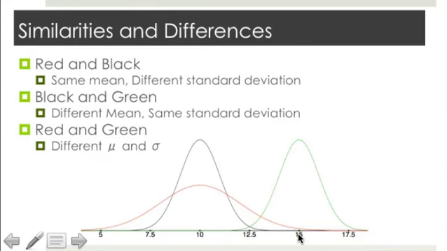And then finally, if we look at the red and the green curves, this one here that's a little shorter and this one here over to the right, we can see that not only do they have different means at 10 and 15 respectively, but they also have different standard deviations. So just again to point out, there are many normal curves and they vary based on their mean and their standard deviation.